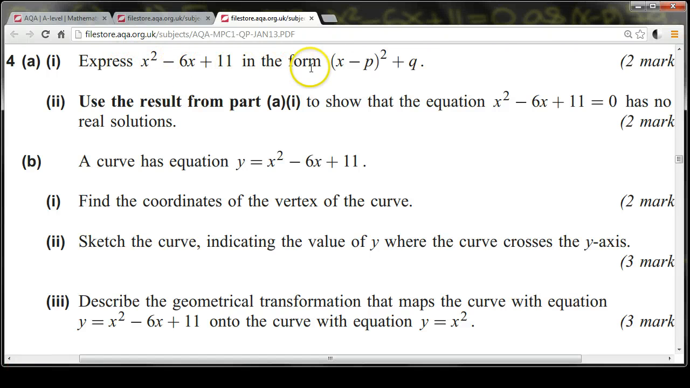Express this in the form here. Use the result from part A1 to show that this equation has no real solutions. A curve has this equation. Find the coordinates of the vertex of the curve. Sketch the curve, indicating the value of y where the curve crosses the y-axis. Describe the geometrical transformation that maps the curve with this equation onto the curve with equation y equals x squared.